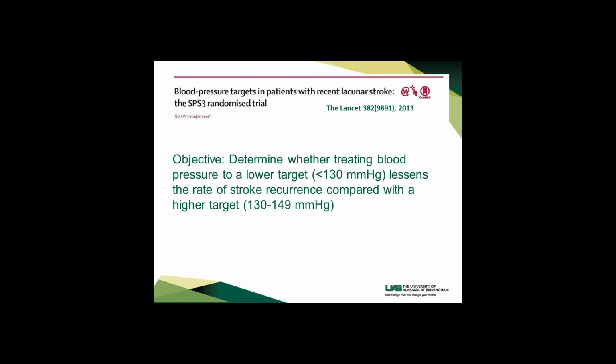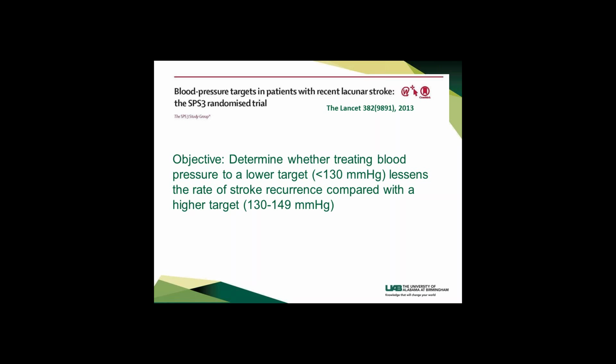Okay, the next study is a study published in the Lancet in 2013. It's the blood pressure targets in patients with recent lacunar stroke, the secondary prevention of small subcortical strokes, or SPS3 randomized trial. Randomized is spelled the British way there, because it's a British journal. So the objective in this paper was to determine whether treating blood pressure to a lower target, less than 130 millimeters of mercury, lessens the rate of stroke recurrence compared with a higher target, 130 to 149 millimeters of mercury.